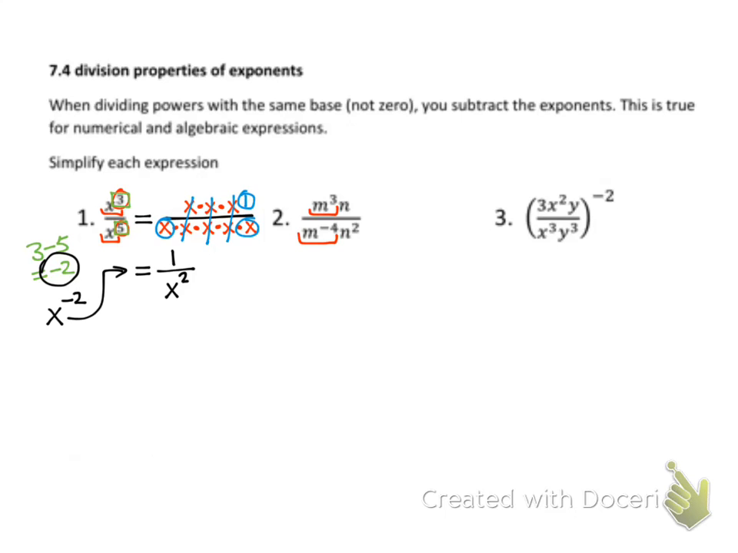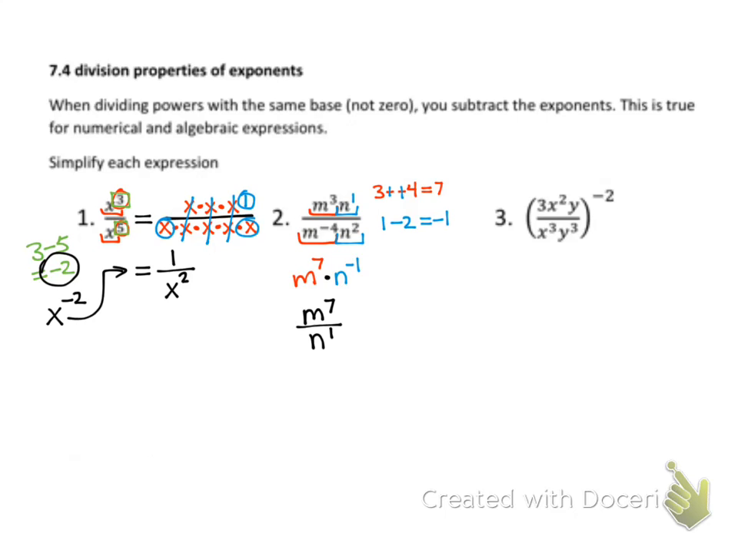Now that we have that property established, for the next one we have m to the third over m to the negative 4. Subtract 3 minus negative 4 gives us 7, so we have m to the 7th. And n to the 1 over n squared gives us 1 minus 2, which is negative 1. However, since we have a negative exponent for n, we rewrite it as m to the 7th over n to the 1.